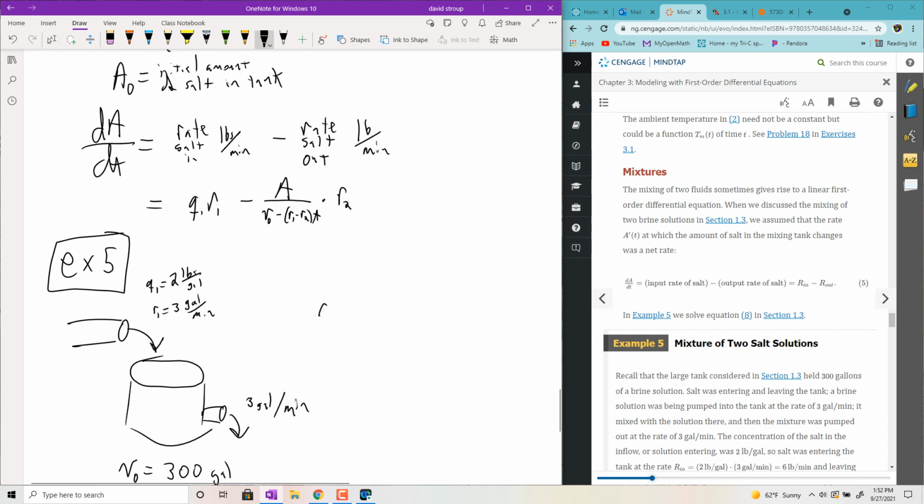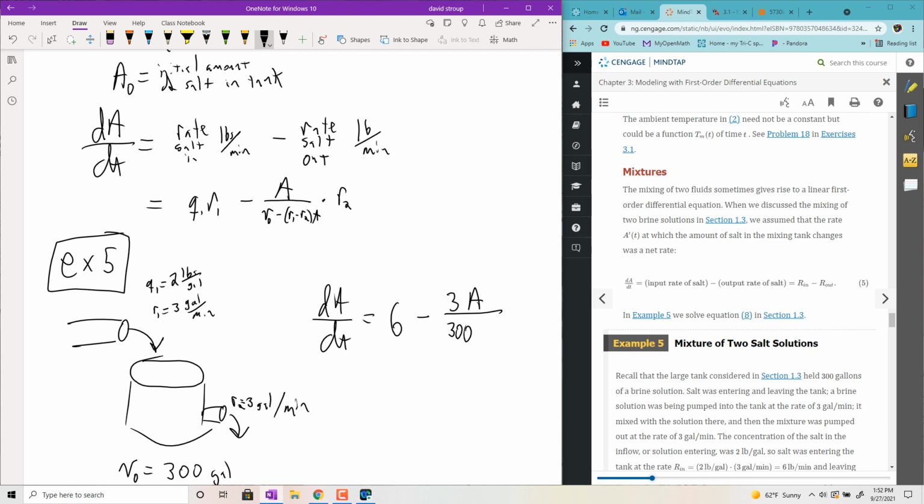So dA all over dt is going to be Q1 times R1, so 2 times 3 is 6, minus R2, which is 3, times A all over V sub 0, which is 300, minus the difference of the rates. And here the rates R1 and this other rate R2, the rate in and the rate out, are the same. So there's no net change of the amount of mixture in the tank. So it basically would be minus 0t. So just 3A all over 300 for our rate of salt out.